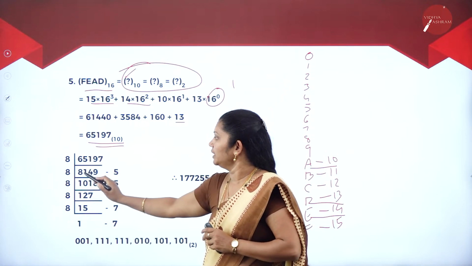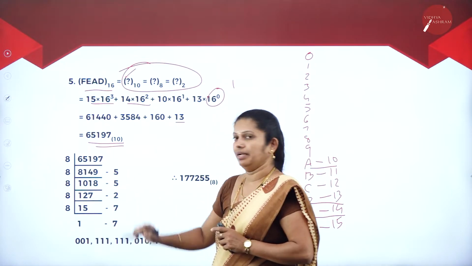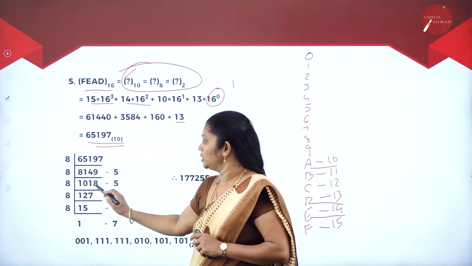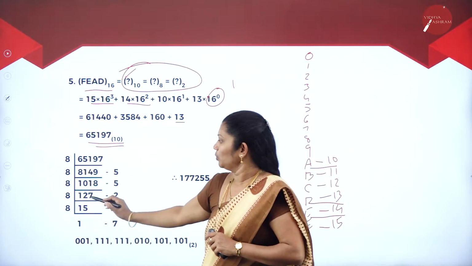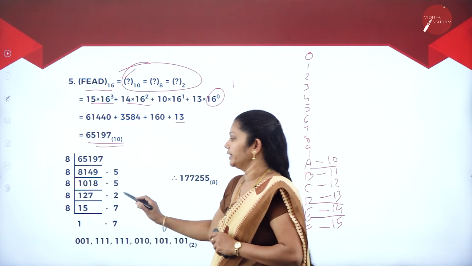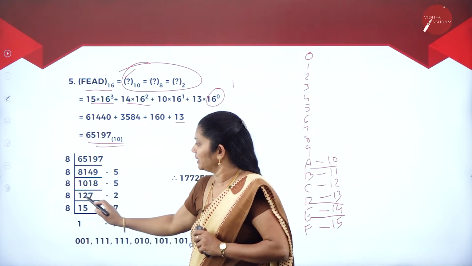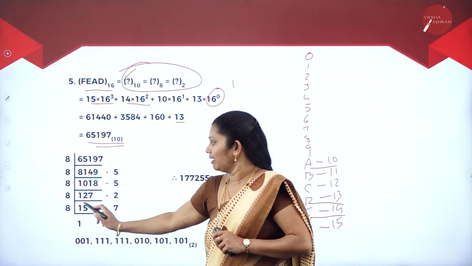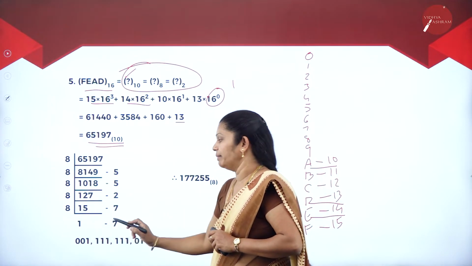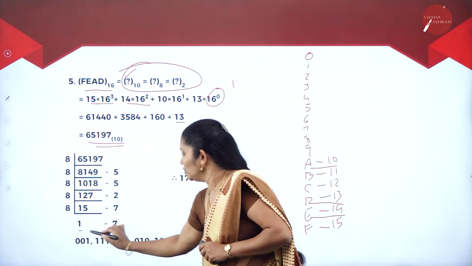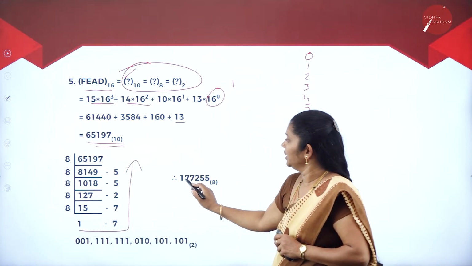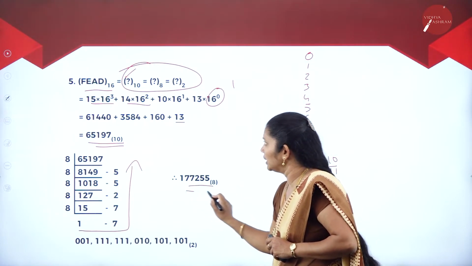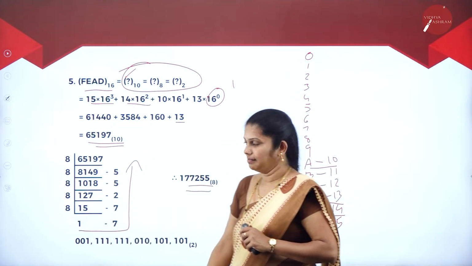Then divide by that, 8149, remainder 5, note down the remainder. Then once again when you divide it by 8, 1018, remainder is 5. Then once again divide by 8, 127, remainder is 2. Then once again divide that 127 by 8, then 15, remainder is 7. Then once again divide that 15 by 8, then 1, remainder is 7. Then note down the values from bottom to upward direction. Therefore 177255 is the octal number.